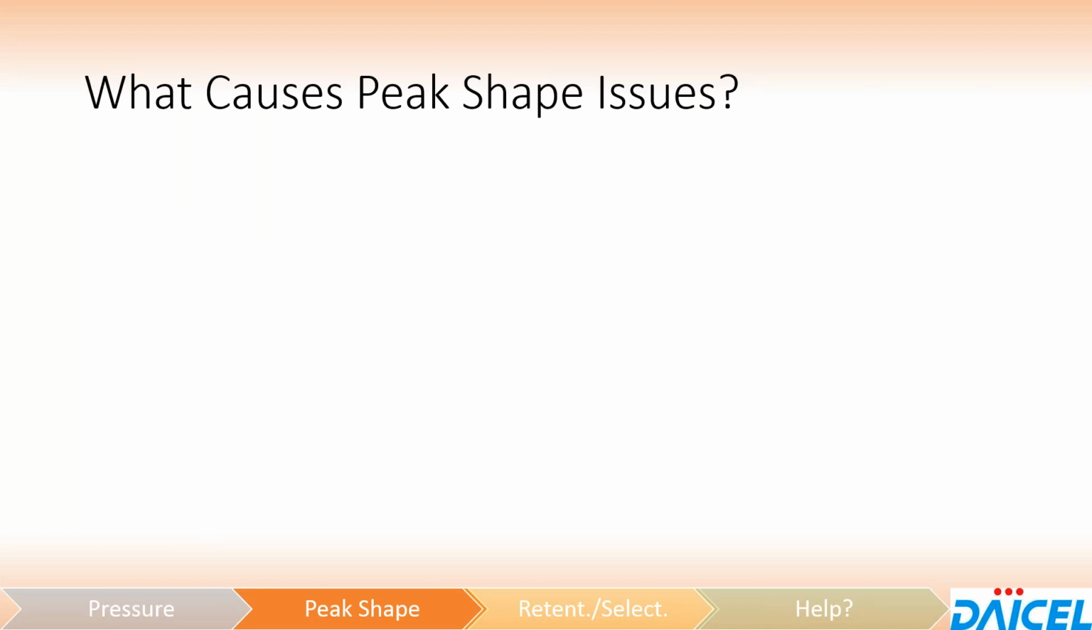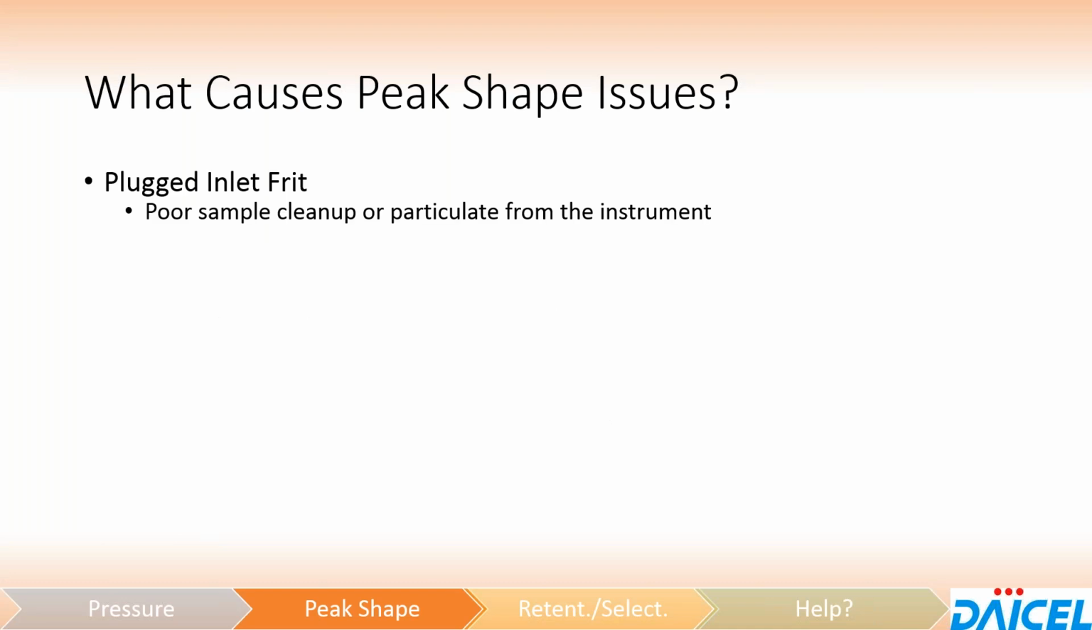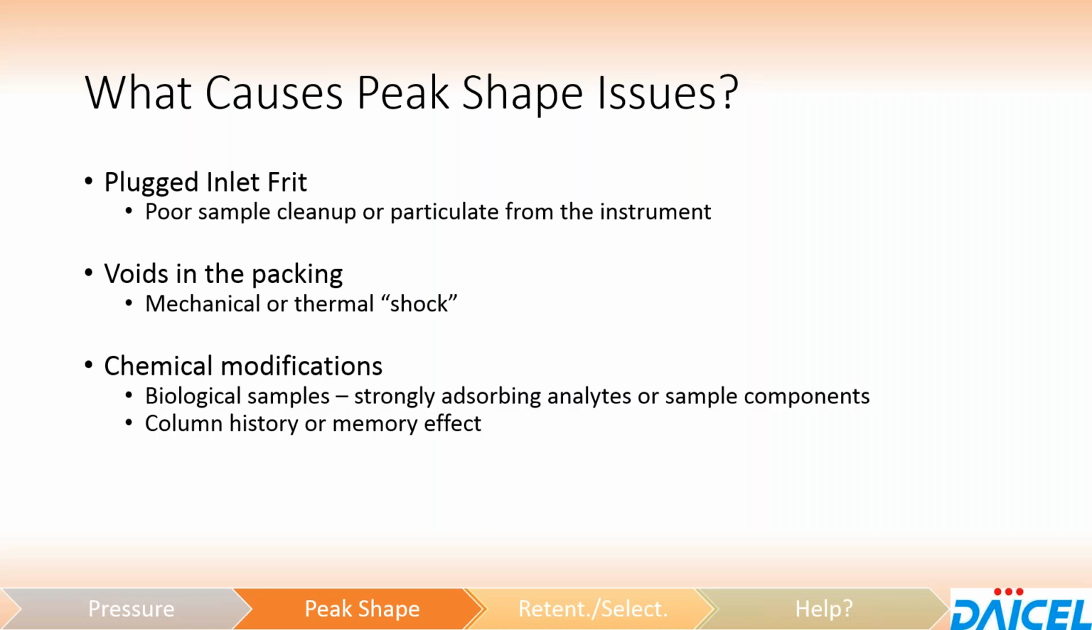Next, what causes peak shape issues primarily? So as was the case with the plugged inlet frits for pressure, they can also cause issues with peak shape. And that's caused primarily, again, from the poor sample cleanup or potentially some particulate forming from the instrument. Peak shape issues can also be caused by voids in the packing as a result of either mechanical or thermal shock. And then lastly, they can be caused by chemical modifications.